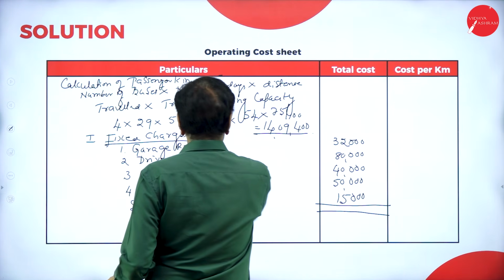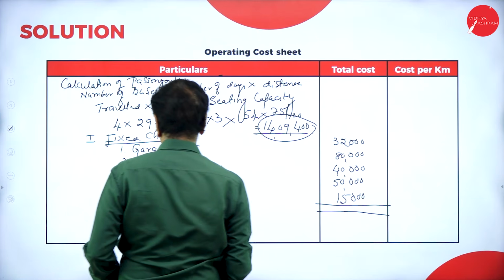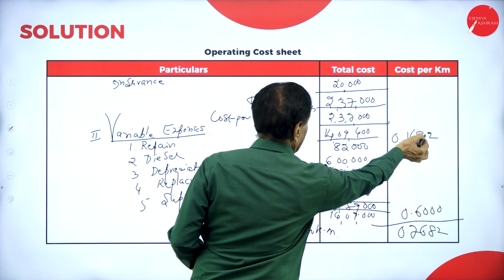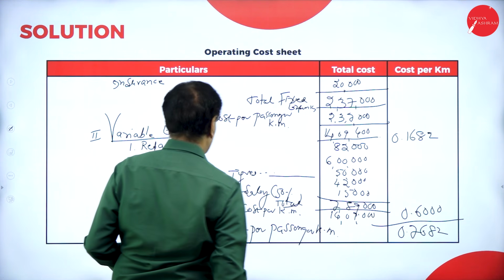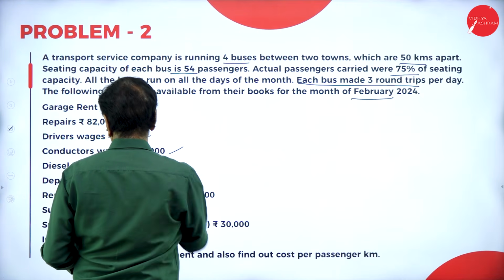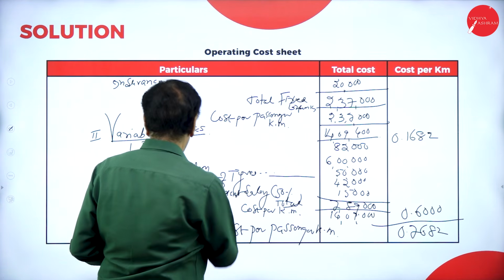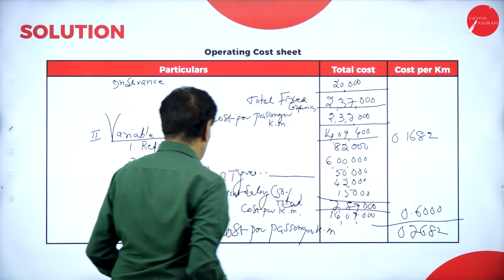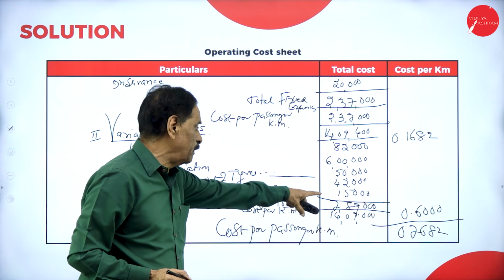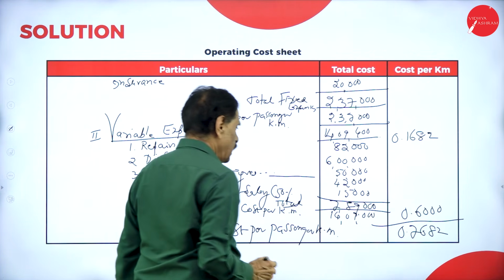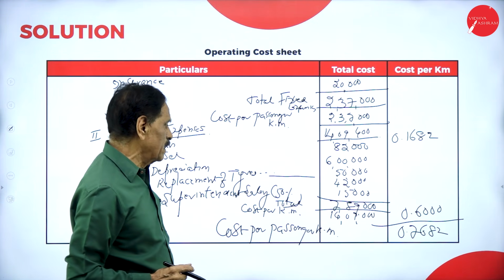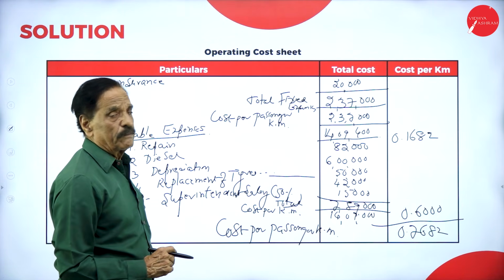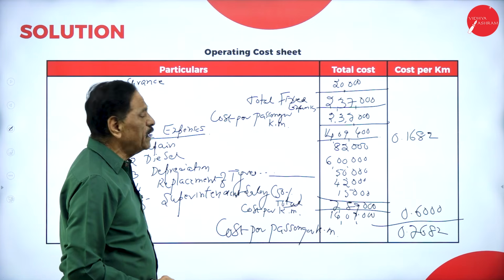So it works out 14,09,400. Fixed: garage rent and all these items, 2,37,000 divided by 14,09,400 is 0.168. Repairs 82,000, diesel 6 lakh, depreciation 50,000, replacement of tires and tubes 42,000, superintendent salary 30,000 at 50%. It will work out 7,89,000 divided by 14,09,400, which is 0.60. Totally 0.7682 is the total cost per passenger kilometer.